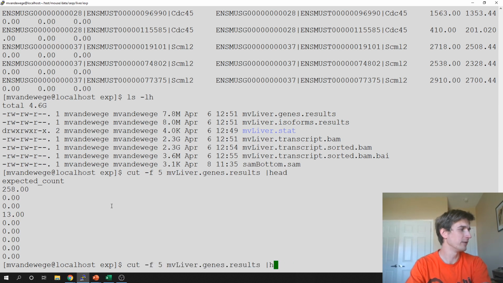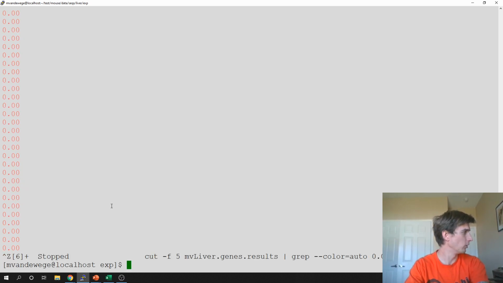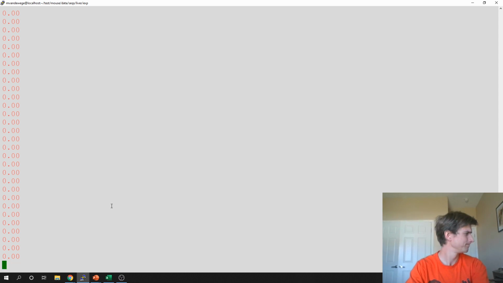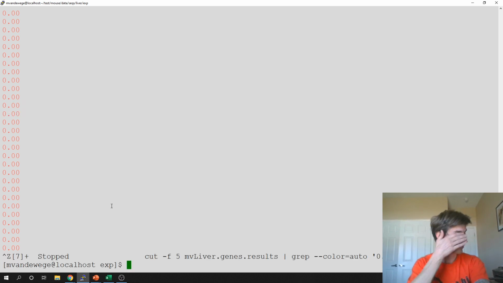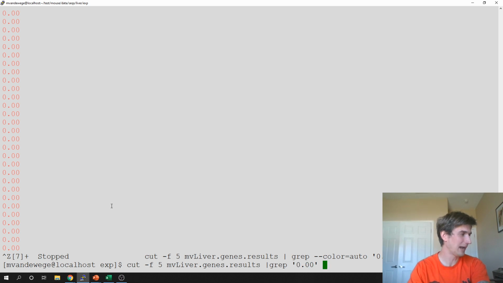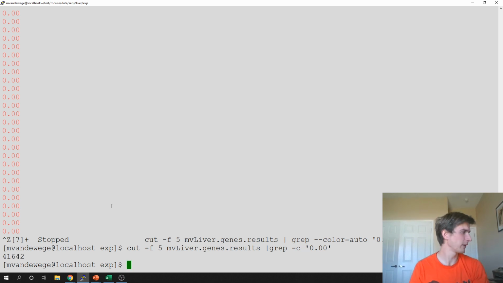And so I might want to know how many genes did not have any expression. So I may grep specifically on 0.00, just to make sure. So let's see. Yeah, it's going to be close enough. So I may count how many lines had the 0.0 in it, and so that's about 41,000 lines.